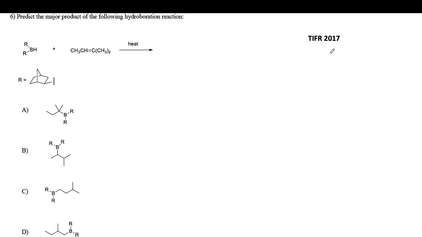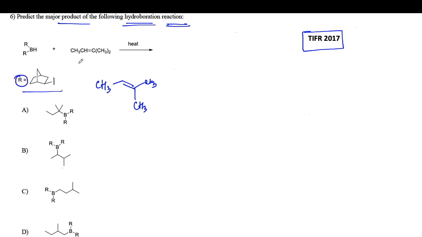Okay. Next question is super important, TIFR 2017. Predict the major product of the following hydroboration reaction. CH3, CH, double bond, another CH3 and another CH3. So this is basically an easy question, that is your hydroboration. Now the R group is bulky, we get that, okay, no problem.